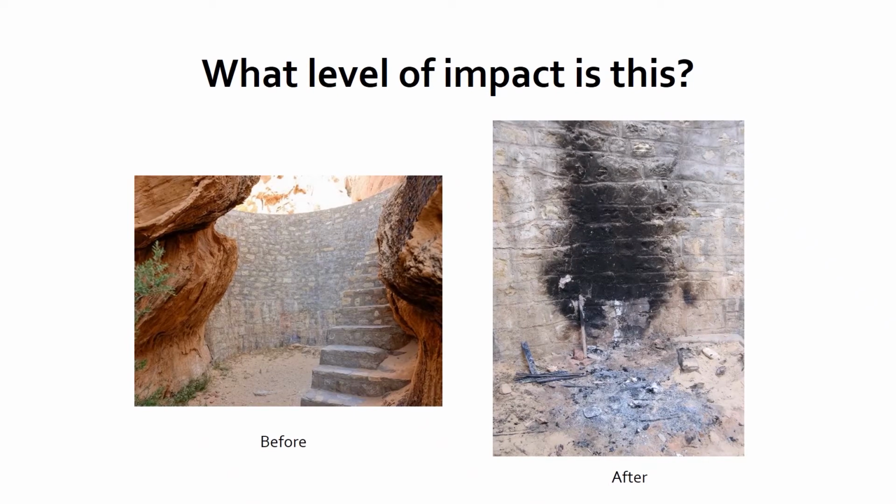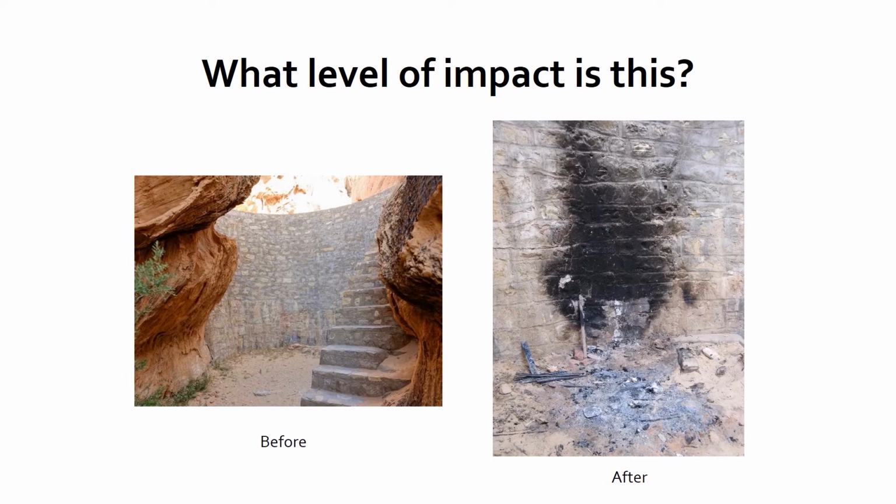So we're going to go through a couple different scenarios to test our ability to place the right impact level number with the change at the site. All right, so this is a before and after, and what level of impact do you think this would be? That is a Civilian Conservation Corps dam that somebody put their fire near, and it smoke blackened it. This is actually a level 3 impact. There was damage to the resource itself, but we were lucky and they were able to remove all of that soot from the rock surface.